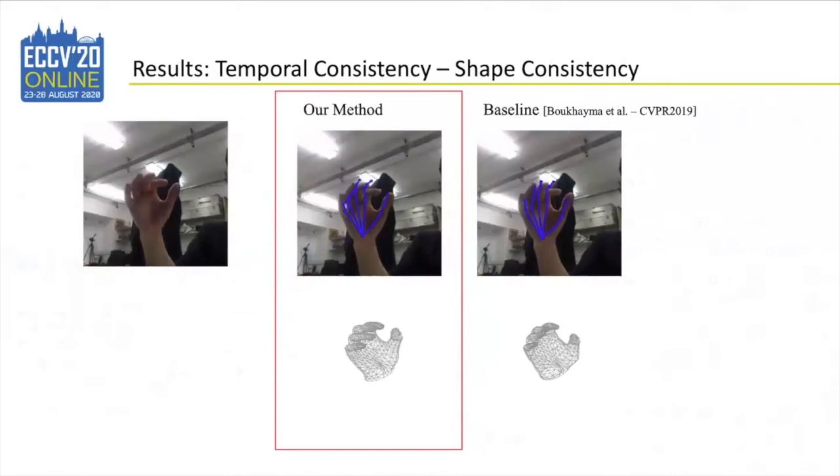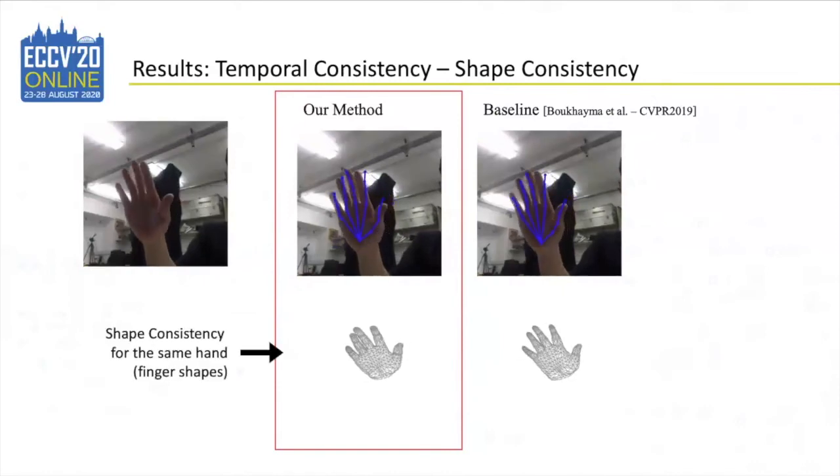Due to our penalties on shape consistency, assuming the hand in a sequence is owned by a single person, we preserve the shape consistency throughout a given sequence.